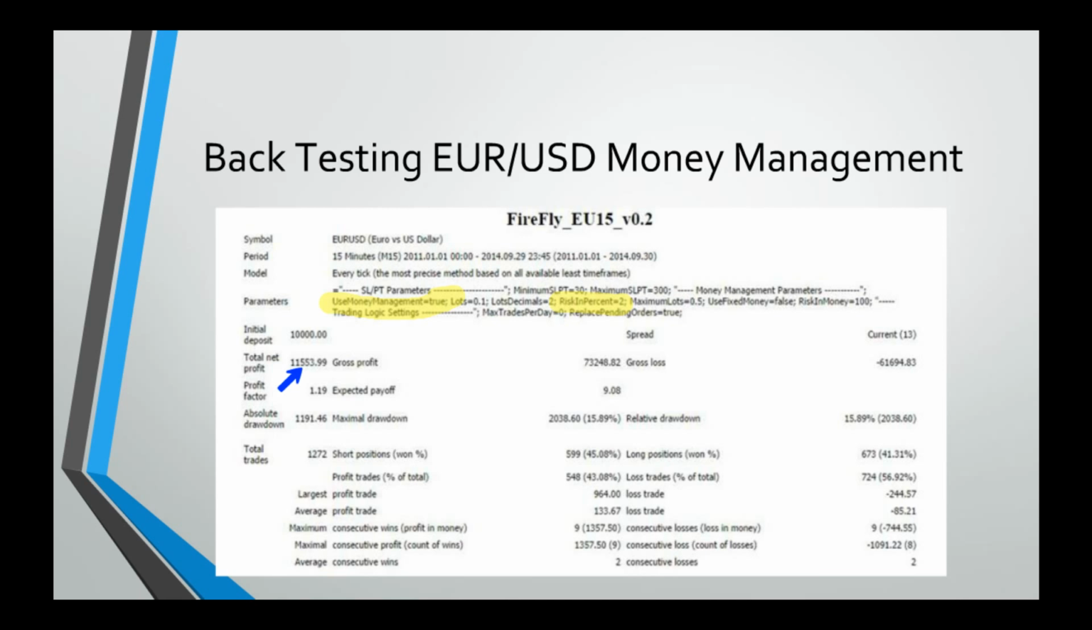Okay, so this is exactly the same system, but it used 2%. So we can see at the top here, in this particular case, it sets money management true rather than false, and therefore ignores the lot size, but looks instead for risk in percent, which is there, and that's 2%. So each trade would have risked 2%. But what you will notice is a dramatic increase in profit, but also a big increase in possible drawdown, which is 15.89.